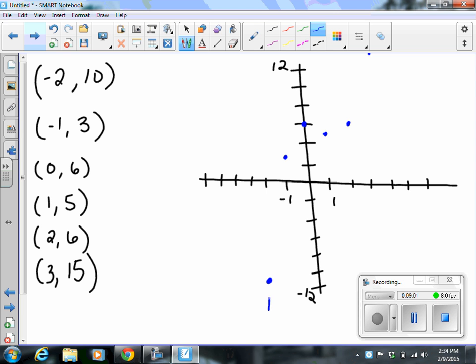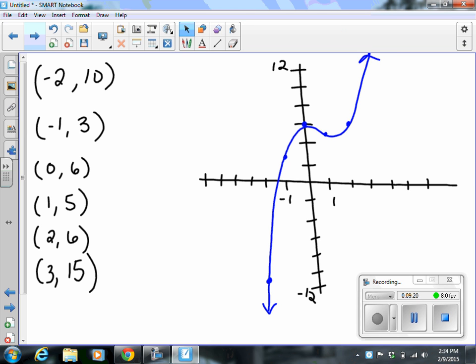Okay, so I kind of have a rough sketch of my graph. It's a rough sketch. Is it perfect? No, but we're going to talk about that later on and how to use your graphing calculator.